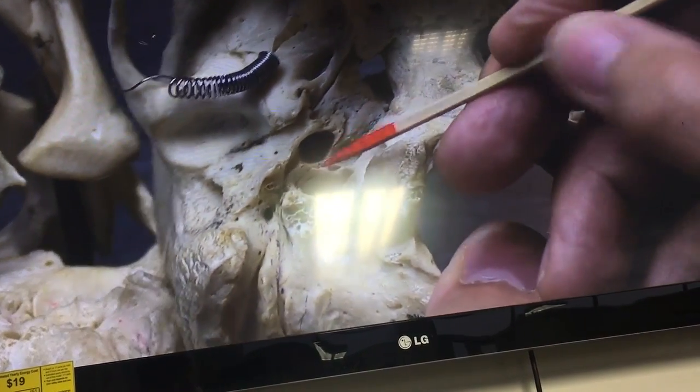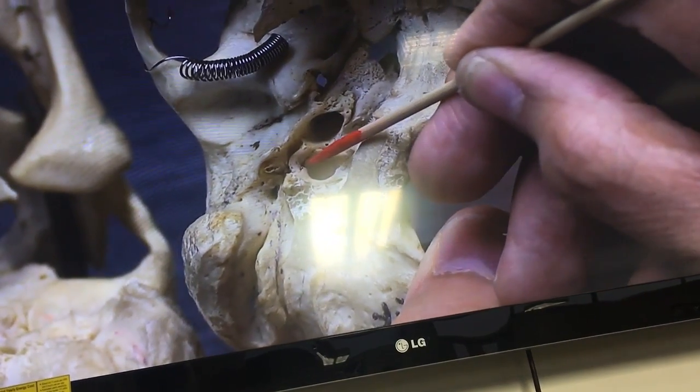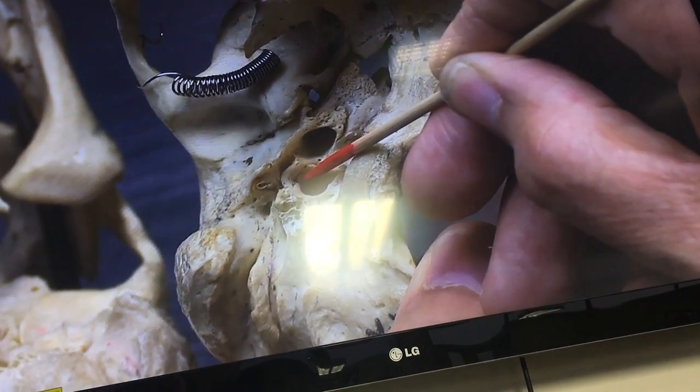If we look here, on the lateral part of the jugular foramen, you can see a small hole there, and that's the mastoid canaliculus.